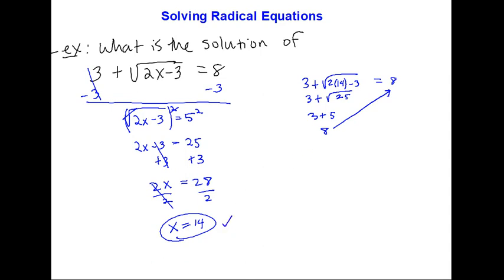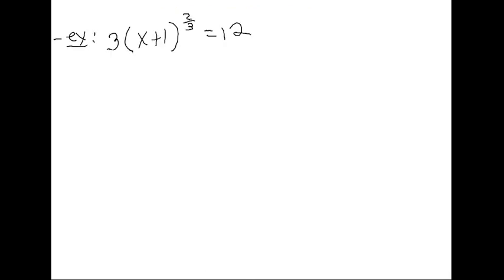All right. Sometimes you end up getting these radical equations in exponential form, so I just want to show you how to solve those types of equations as well. We're going to start here by continuing to isolate the radical. I'm going to do that by dividing by 3 on both sides. This will cancel the coefficient, and that leaves us with x plus 1 to the power of 2 over 3, and that's equal to 4 over here.